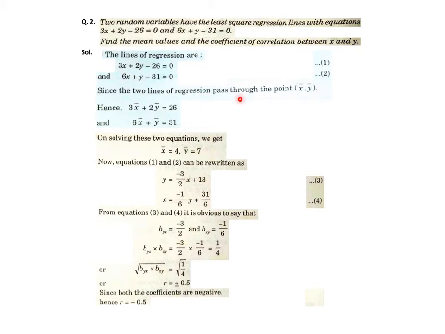So two lines of regression pass through the point x bar y bar. That is, the intersection point of two lines of regression is always x bar y bar. So it's quite simple. You must solve these two equations, then you will find the intersection point.